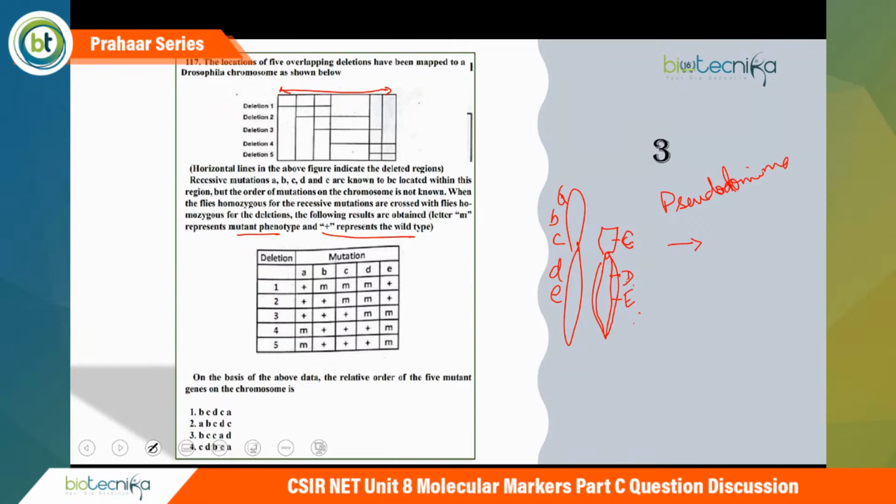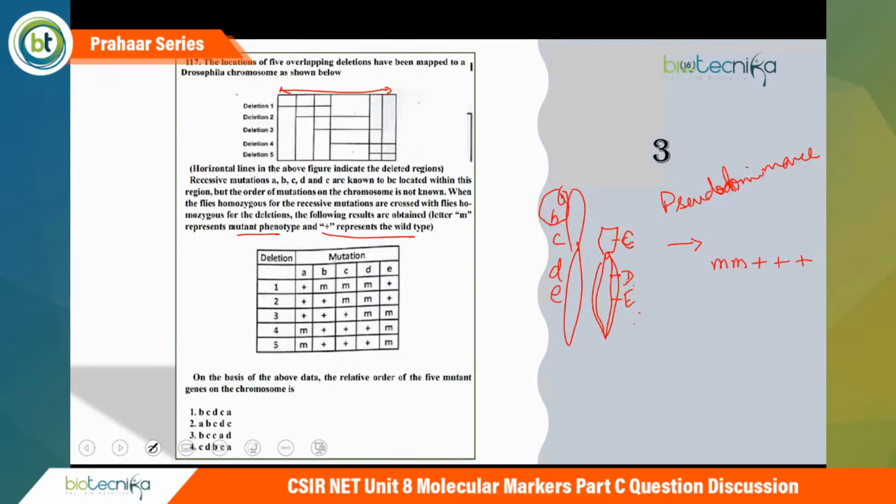Okay, so this recessive allele, because its corresponding segment is absent in the other chromosome, will show pseudo dominance. So what will be the phenotype? For C, D and E, it will be plus. But for A and B, it will be the mutant phenotype. All right, now this is the basic concept of doing a deletion mapping.